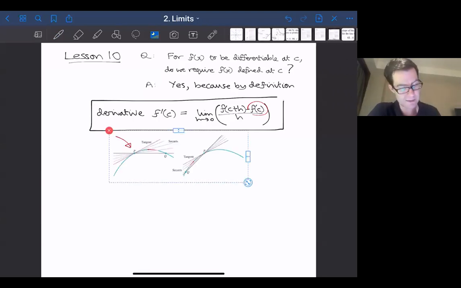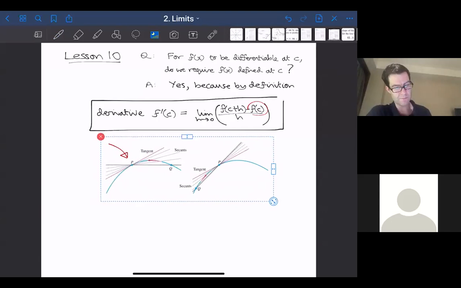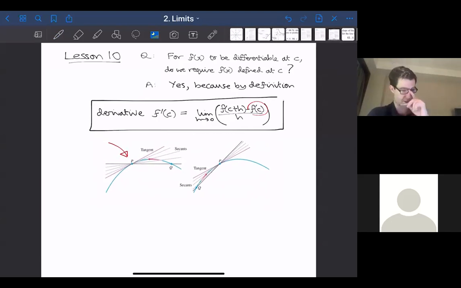And just to put that in a picture, the picture of the definition is that you take a point P and you draw secant lines from another point Q which approaches it. And to do that, you have to have the function defined at P. So the answer to that question is yes.